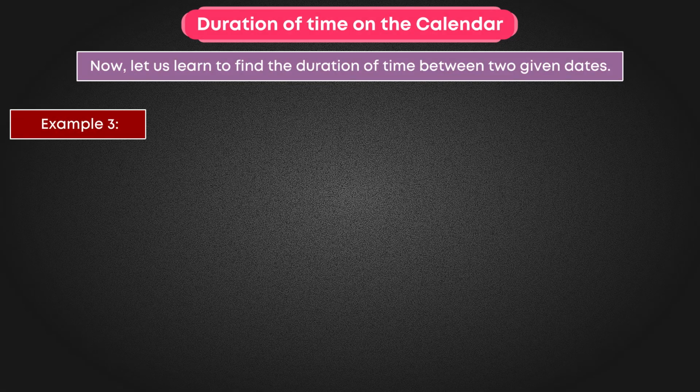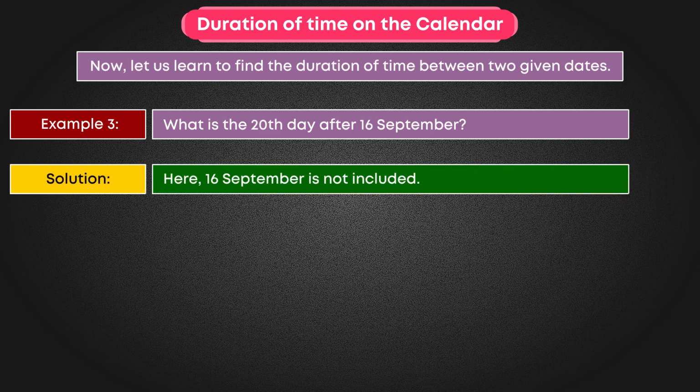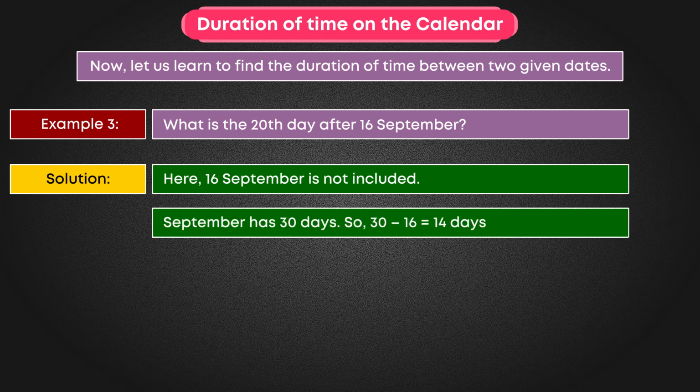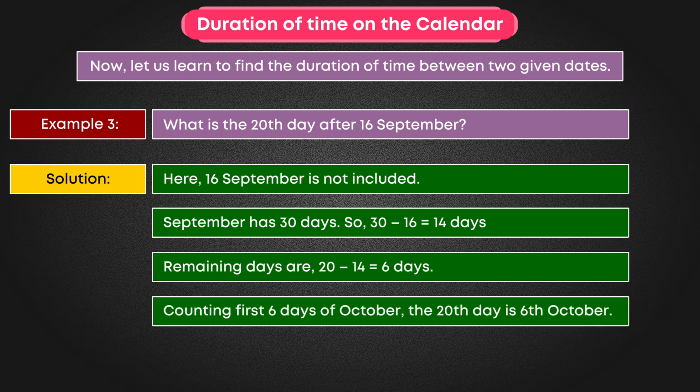Example 3. What is the 20th day after 16th September? Solution. Here, 16th September is not included. September has 30 days. So, 30 minus 16 is equal to 14 days. Remaining days are 20 minus 14 is equal to 6 days. Counting first 6 days of October. The 20th day is 6th October.